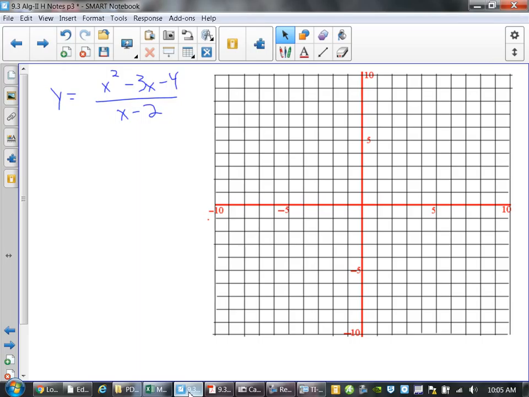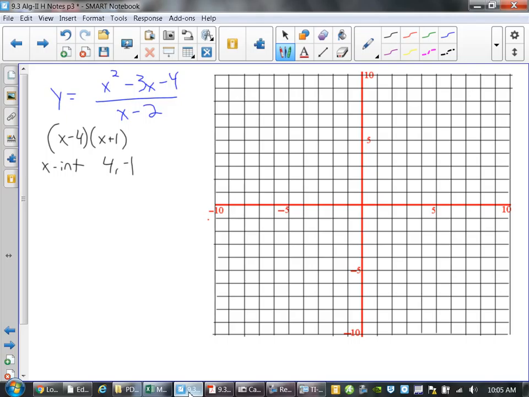So we start with our x-intercepts. We have x minus 4, x plus 1. So my x-intercepts are at 4 and negative 1. Vertical asymptote at x equals 2. I don't have any horizontal asymptote because the degree in the top is larger than the bottom. So what I'm going to do here is go right for my slant asymptote.